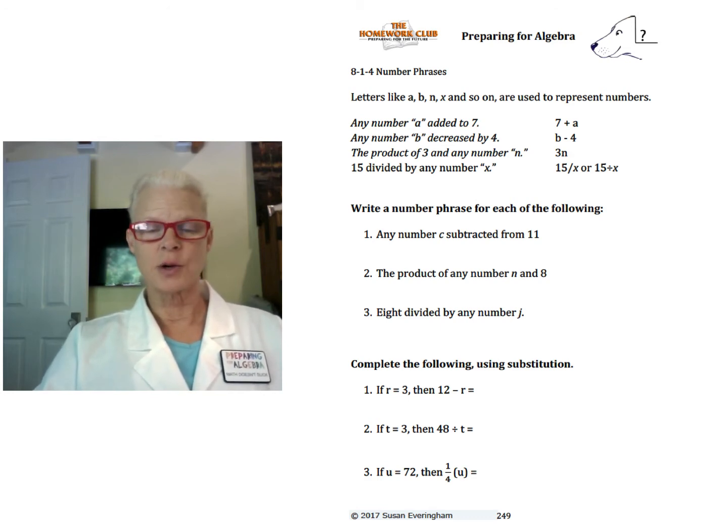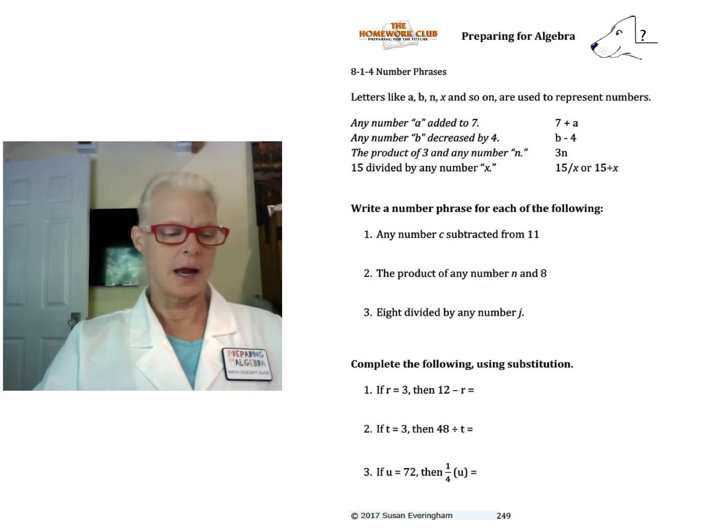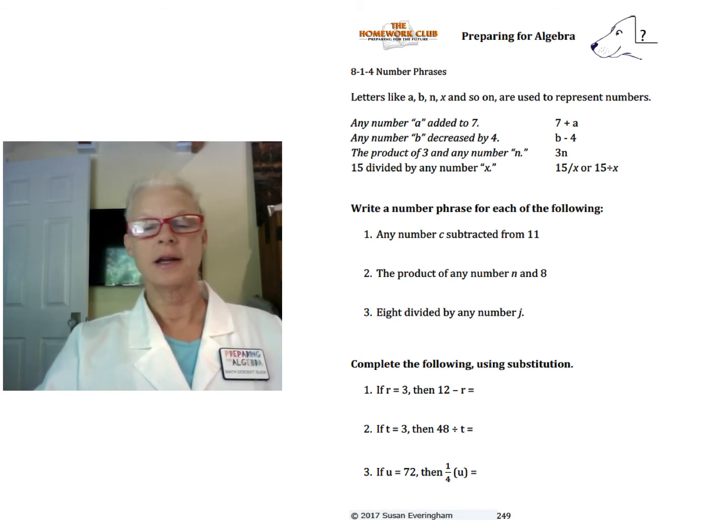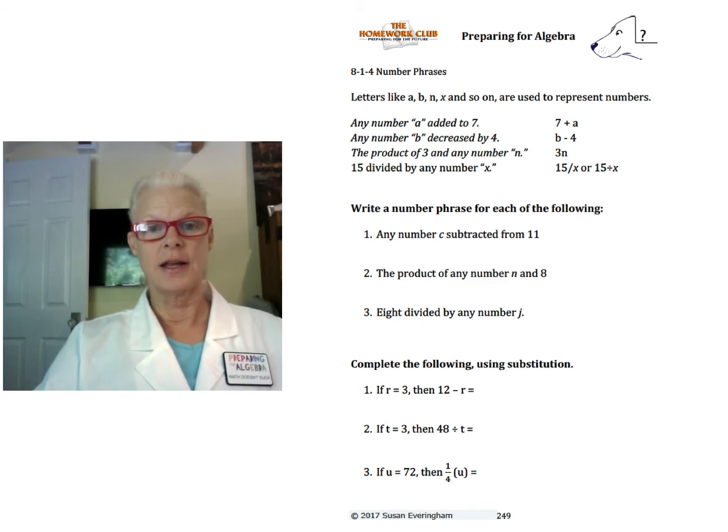Now, the substitution we've done before once, and now we're going to do it again. Complete the following using substitution. If r equals 3, then 12 minus r is, it's really just subtraction. I think you can do this. Let's continue on. It's going to keep building.